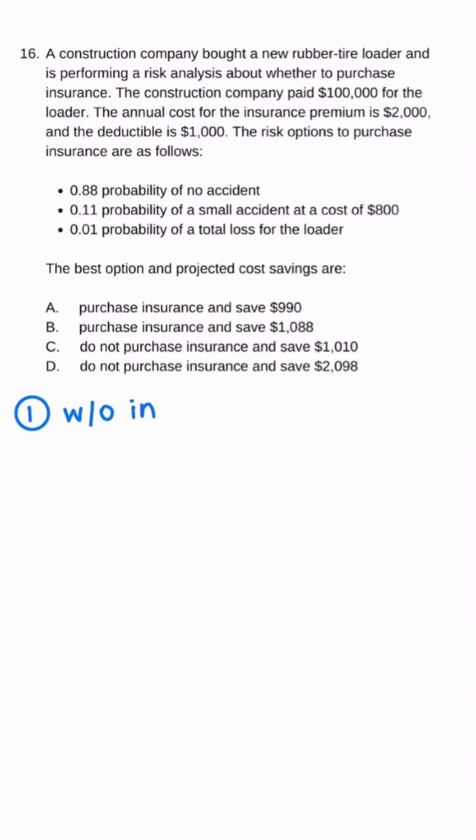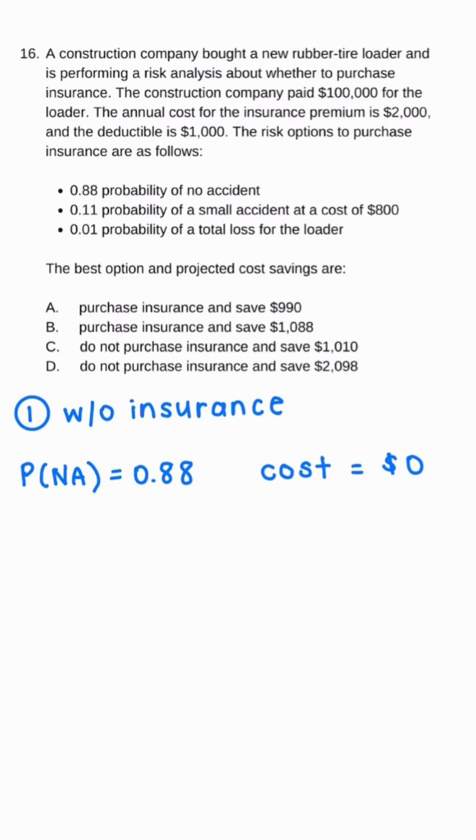The first scenario, without purchasing insurance. The probability of not having an accident is 88%. So if you don't have insurance and you don't get into an accident, the cost would be $0. You don't have to pay for an insurance premium and you don't have to pay for the accident. The probability of getting in a small accident is 11%. So if you don't have insurance and you get into an accident and it costs $800 to repair the tire loader, that means you're going to pay $800 out of pocket.